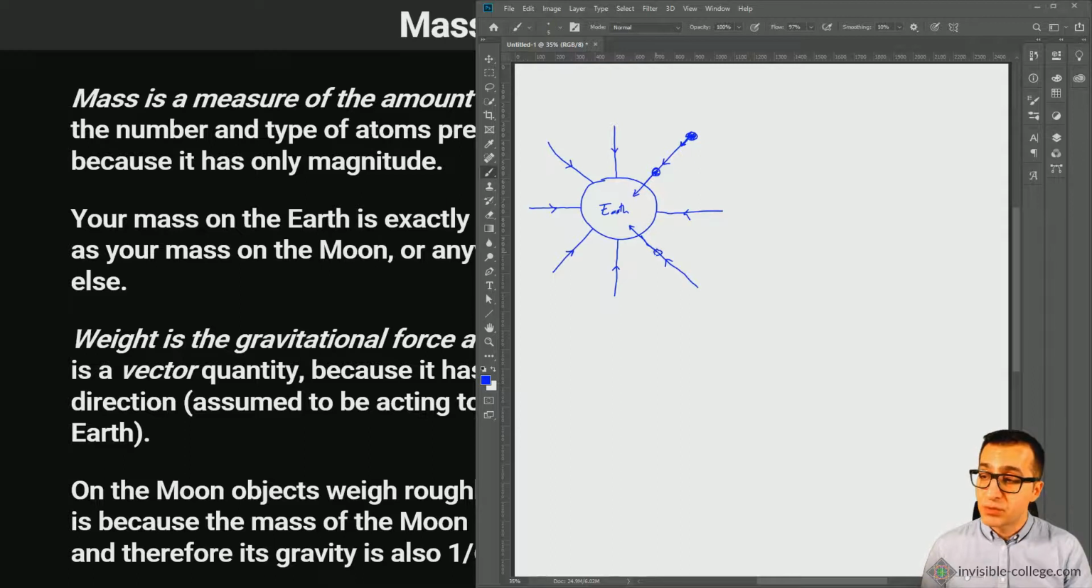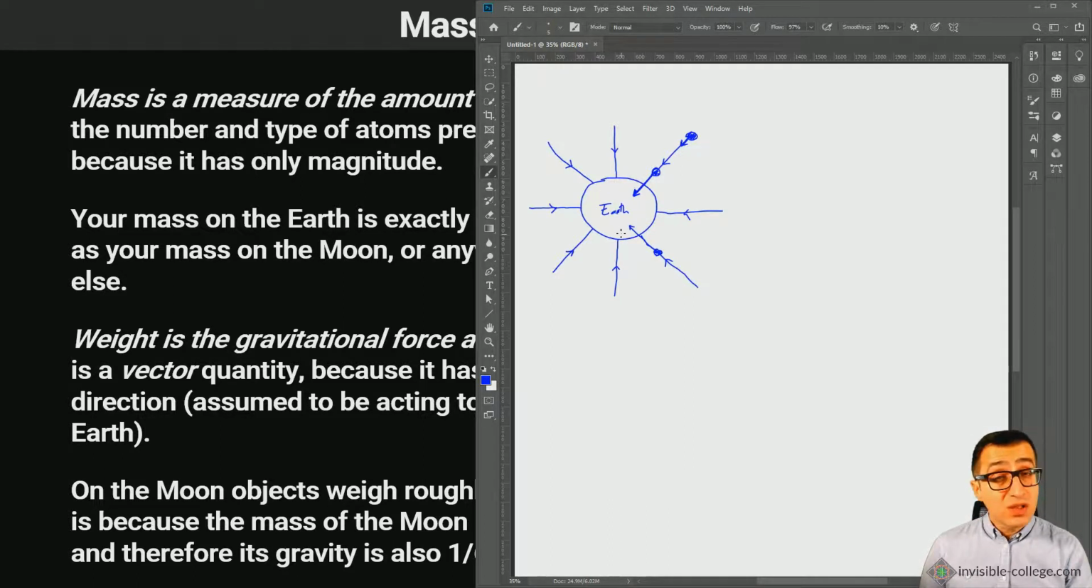So we can see here from these 3 positions that the gravitational field of the Earth is a vector quantity which changes in its magnitude, as it does here, between these 2 positions. Closer to the Earth, we have a greater force. Further away from the Earth, we have a weaker force. And it also changes in its direction, depending on where you position the object in that field.